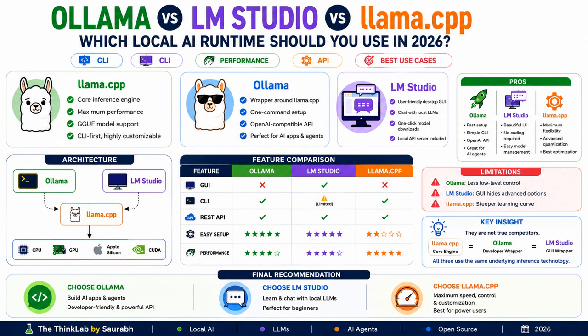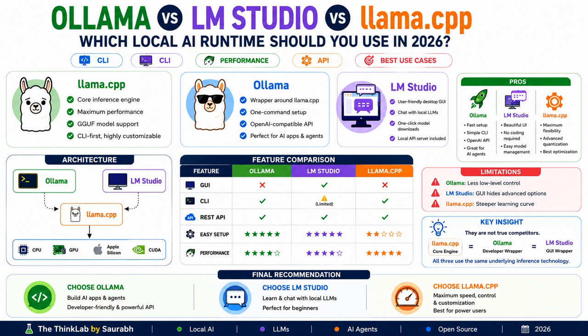Installing a model usually takes one command, and you don't need to complicate the configuration. Ollama automatically downloads models and manages them for you, and it also provides an OpenAI-compatible API, right? That is a big advantage. It means many existing AI applications can connect with Ollama without major changes. That's one reason developers love it. If you are building an AI chatbot, AI agent, coding assistant, or automation workflow, Ollama is one of the easiest choices.